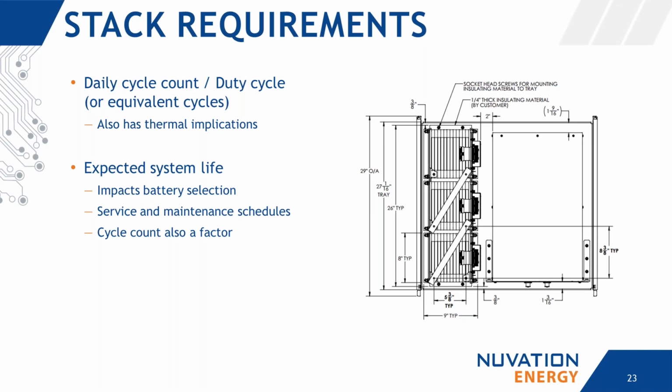Last, the expected life of the system is an important requirement as it has impacts on the battery selection. It also impacts what servicing and maintenance is required throughout the life of the system. The daily cycle count is also a factor with the system life, since cycling the system more frequently does age the system more quickly.